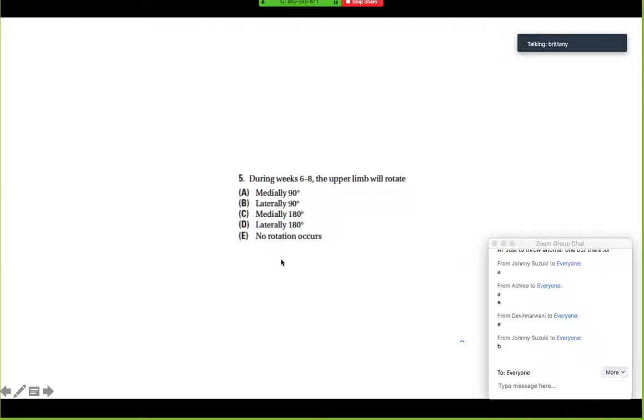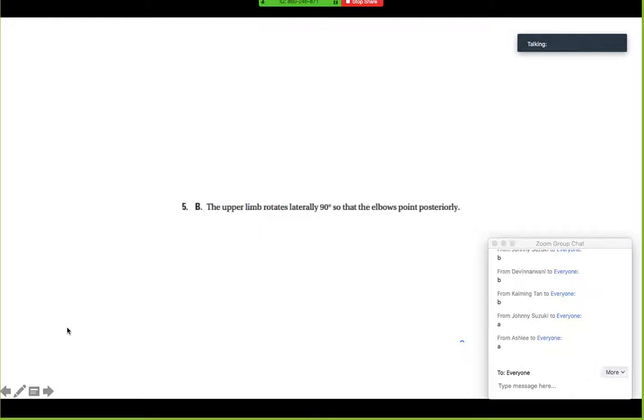All right, this one's not bad. So how is the upper limb going to rotate? All right, good job. So the upper limb rotates laterally. And how does the lower limb rotate? Medially, right?